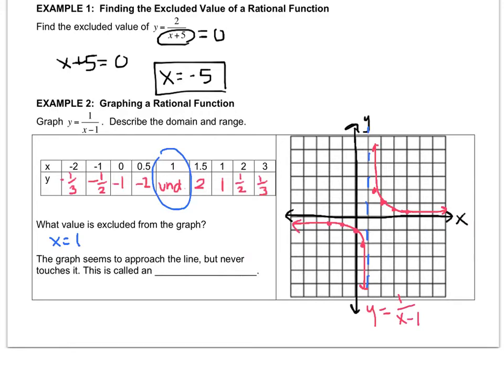The graph seems to approach the line but never touch. The name for that, and the name for this blue line, is called an asymptote. So please spell it correctly. Asymptote is the name of a line that a graph seems to approach but never touch. We had some of these when we did exponentials, and I didn't call it asymptote, but remember, it kind of approached the axis but never quite crossed over it or touched it.